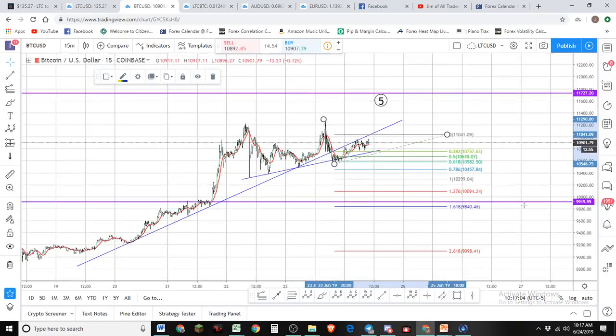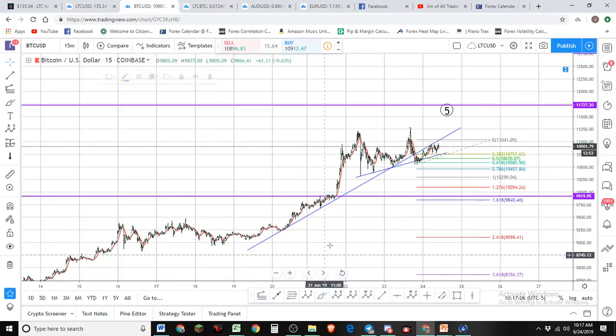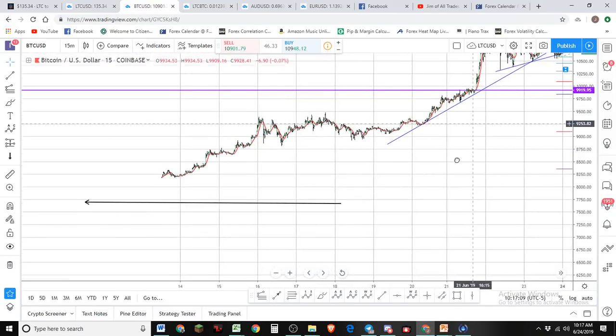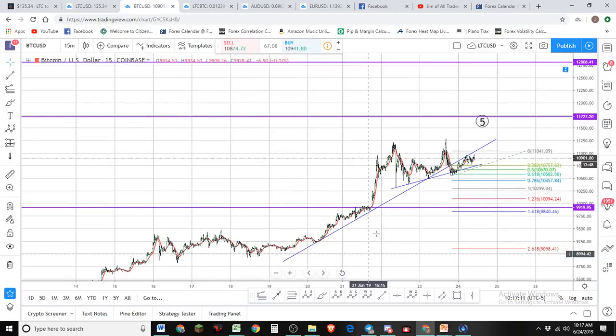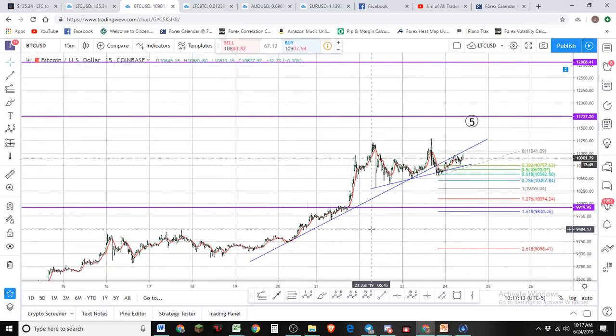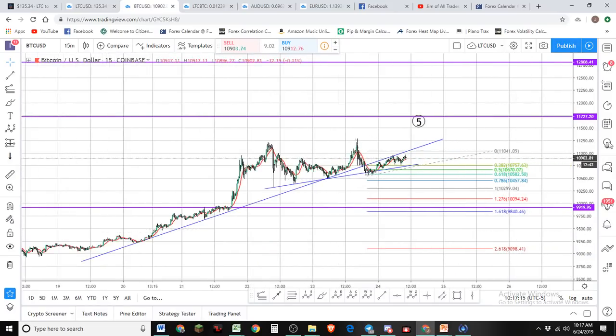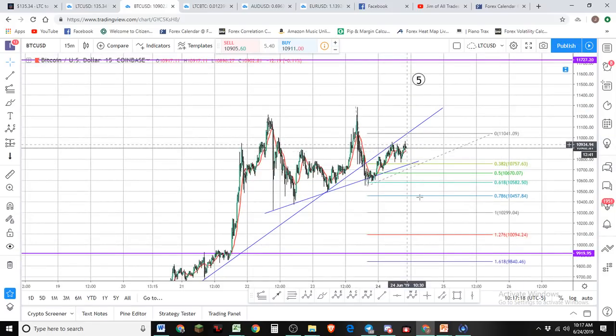I don't see any trend line support anywhere. We've already broken through it. So all the nearby trend line support that I see is broken. So we want to just be careful and watch this wave.